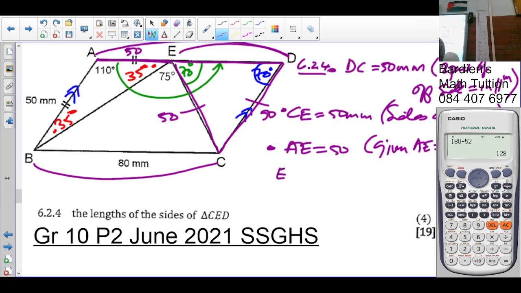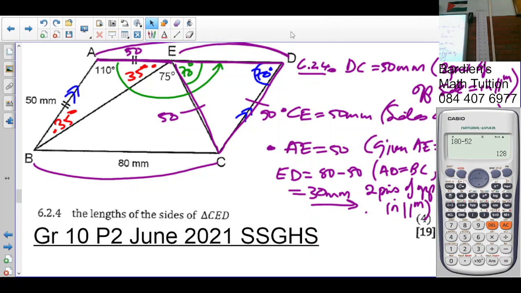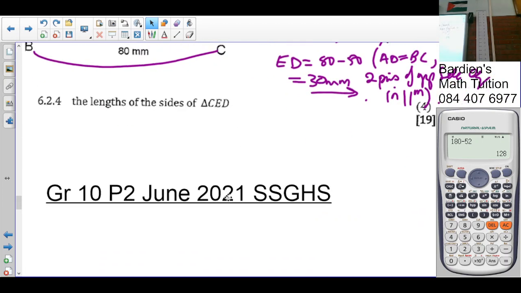Then ED is equal to 80 minus 50. Why? Because AD is equal to BC. Or the better thing to write is two pairs of opposite sides equal in a parallelogram. That's actually the better thing to say, which makes this 30 millimeters. Okay. This is a nice question. Then you're going to say, okay, all sums are nice, no?